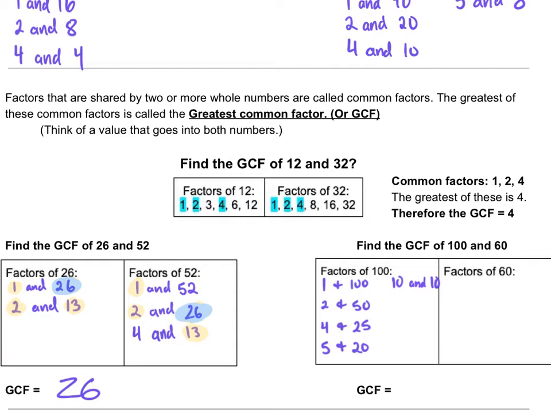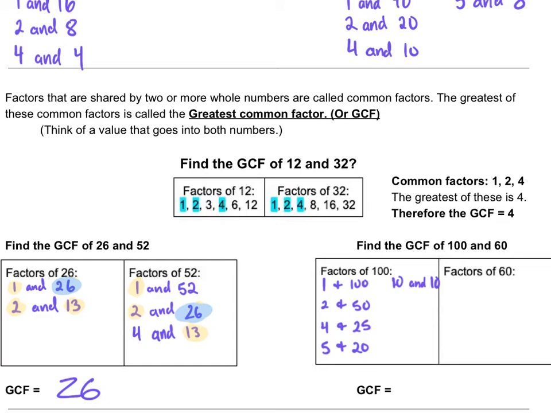All right, 11 doesn't go into 100. 12 doesn't go into 100. 13 doesn't. 14 doesn't. 15 doesn't. 16 doesn't. 17 doesn't. 18 doesn't. 19 doesn't. 20 doesn't. Or 20 does, but we've already counted it. So again, because 10 and 10 are the same value, we know we've hit all of our factors.